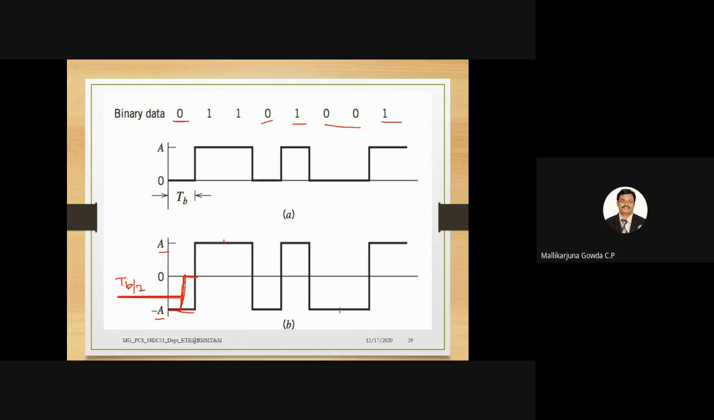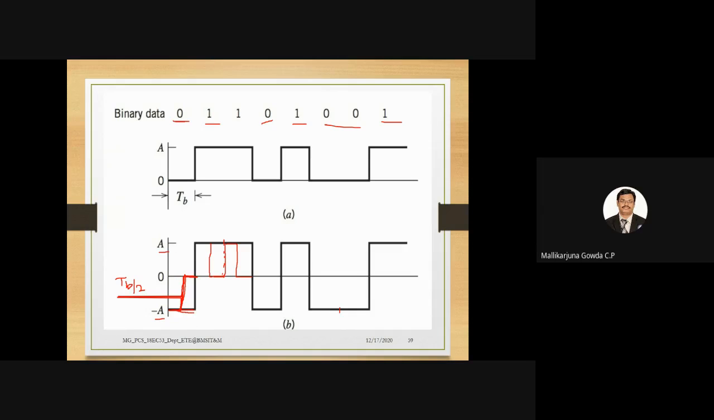Next, 1 is there, right? So here this is the entire bit duration. It will be plus A volts only for half the bit duration, and for another half the bit duration it comes back to 0. It will be like this. Again, the next bit is 1, so again it will go high, and it will be high for half the bit duration. Again it will come back to 0, like this. Hope you understand what I am saying.